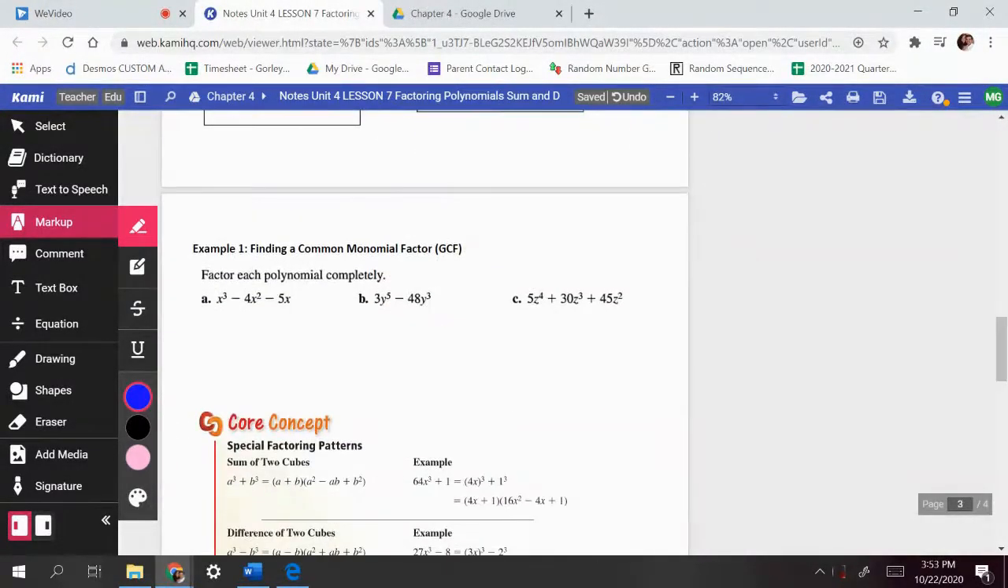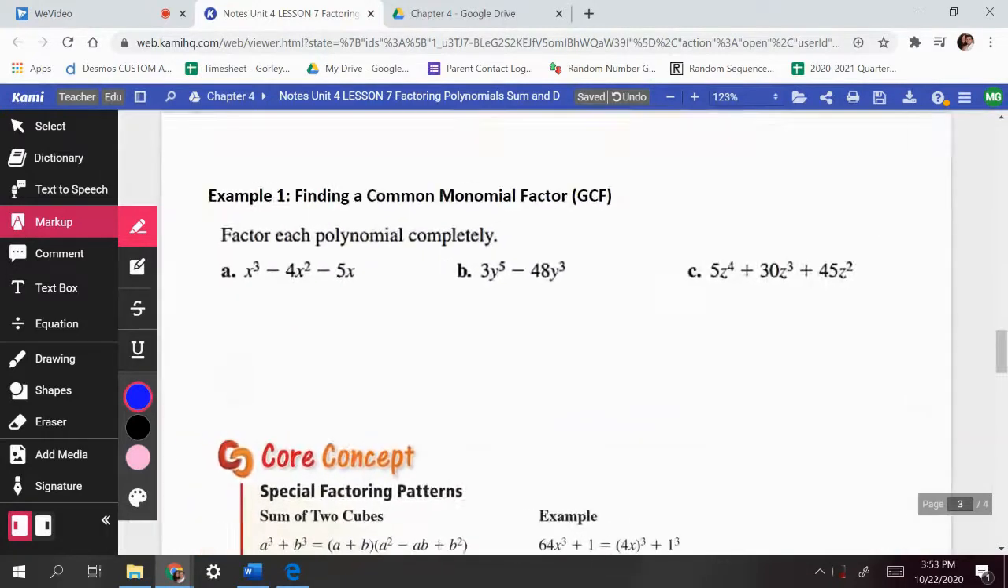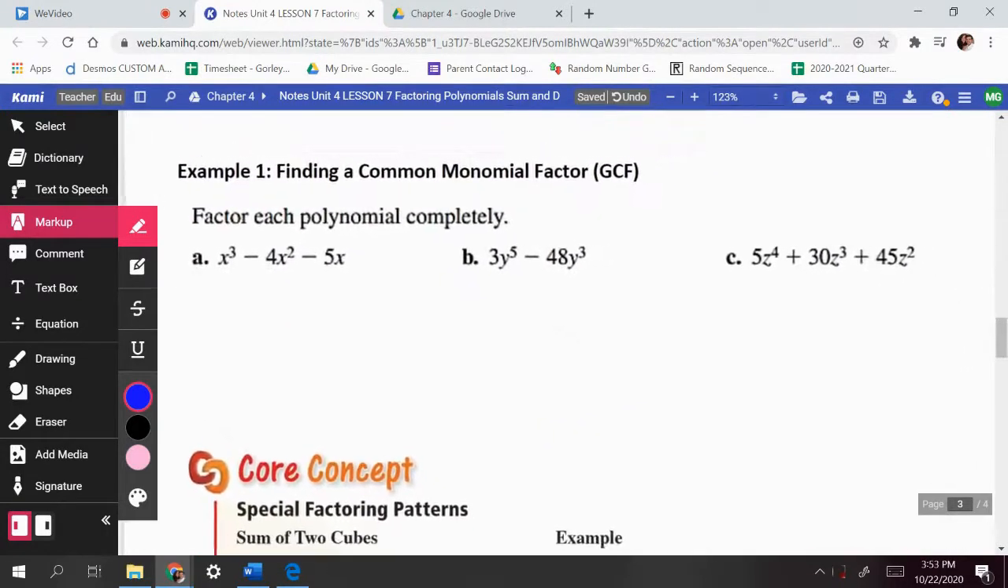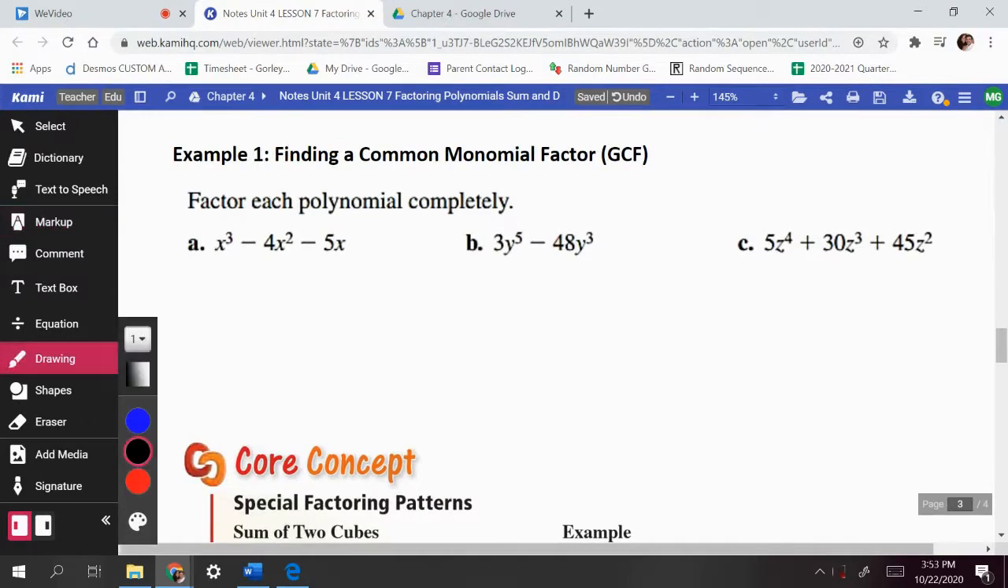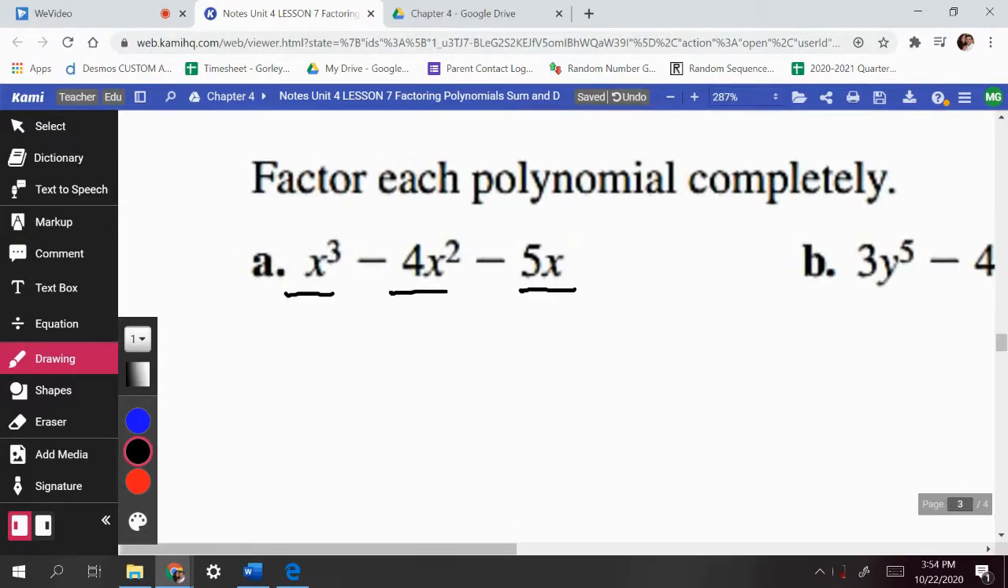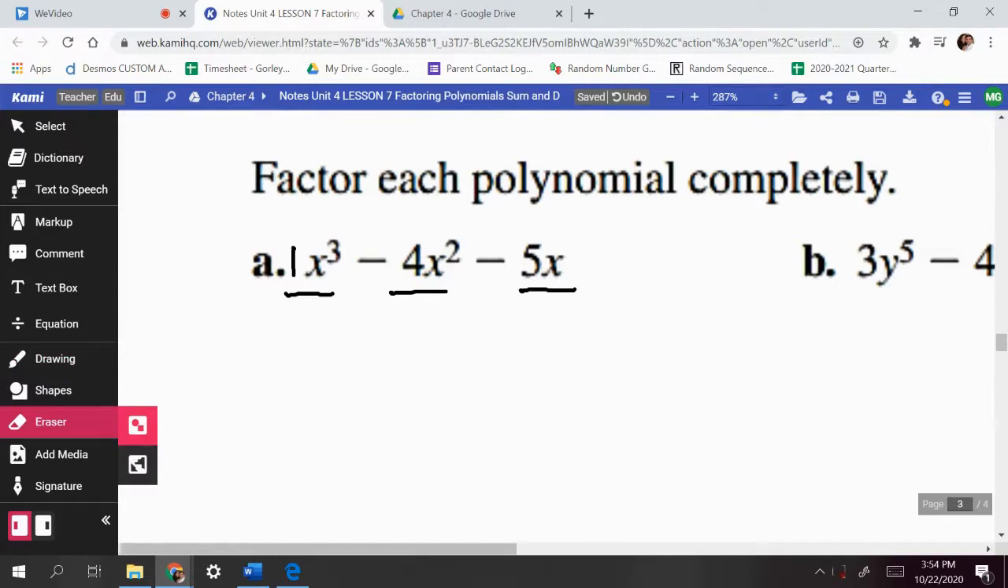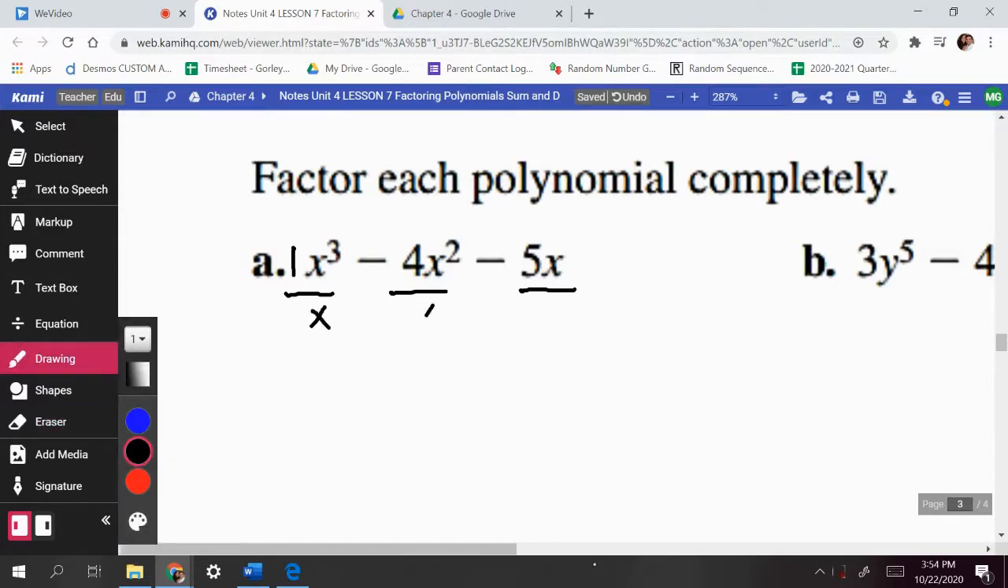Okay, so in example 1, we're factoring using GCF. It says finding a common monomial factor. So in this first one, what are all 3 terms divisible by? Well, I see with constants a 1, a 4, and a 5. Those don't share any common factors other than 1. But for the variable, remember we choose the lowest power. So in this case, the lowest power is x to the first. So I'm going to divide all of them by x.